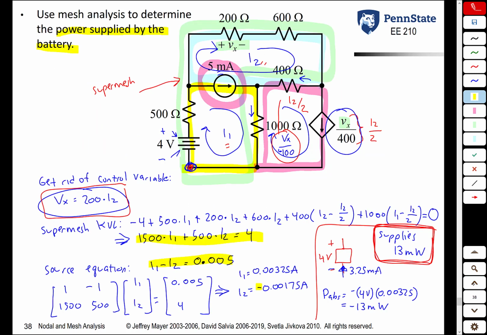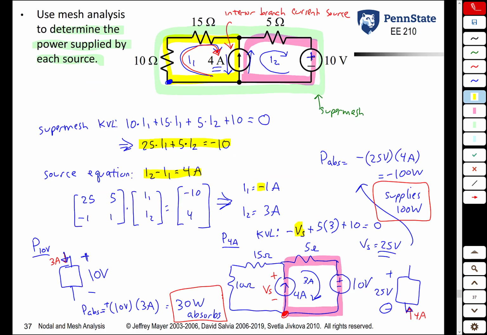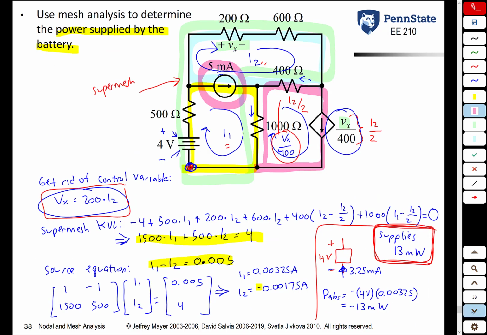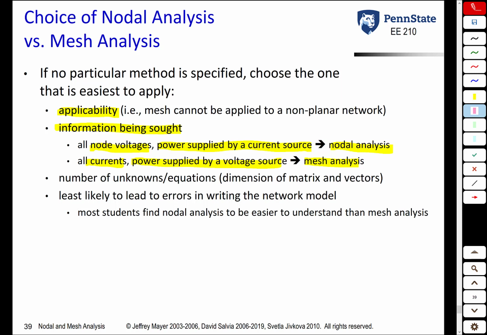Let's go back a couple pages here, sort of remind ourselves of that. To find the power supplied by the current source here, we had this extra step at the end, if you remember. We had to do a KVL equation after we found all of our currents in order to find the voltage across the current source and likewise the power. Had we used nodal analysis, we would have known the voltage across that current source directly. So that's what these two statements here are related to.